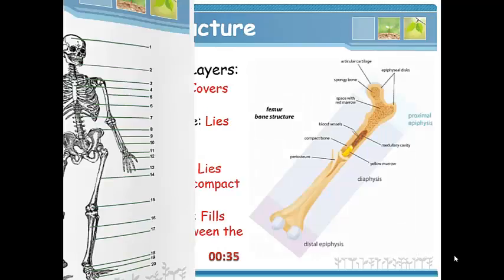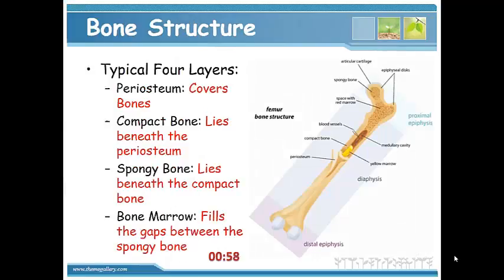Now we're going to learn about the different structures inside the bone. So what is meant by bone? Bone is a type of tissue that is able to produce and store various minerals. So you have to understand it is a tissue. Tissue refers to a group of similar cells that perform a similar function.